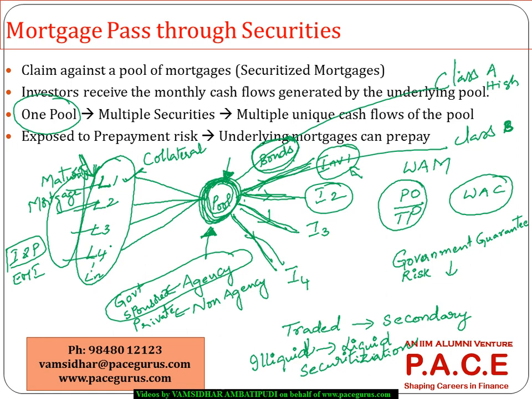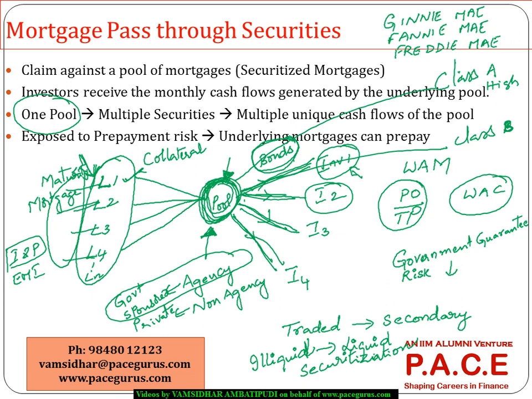In most cases, from an agency perspective in the United States, we see organizations like Ginnie Mae, Fannie Mae, and Freddie Mac. These are the typical government or government-sponsored entities which participate in the creation of pools and issuing securities to the investors.